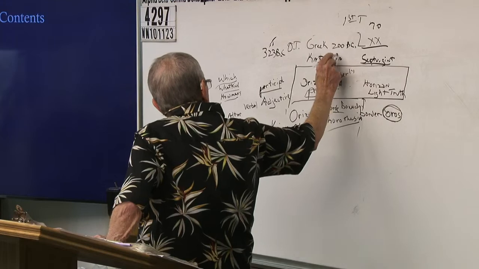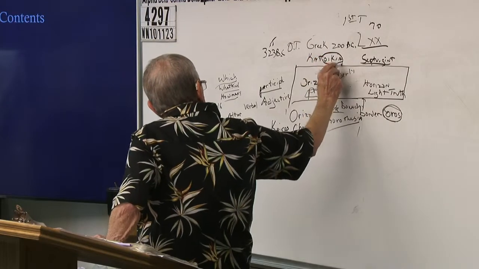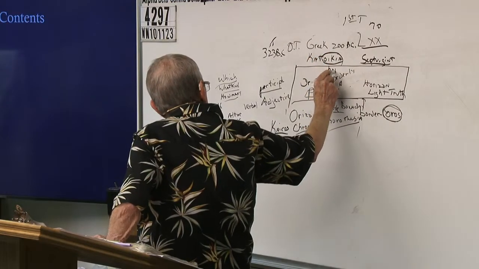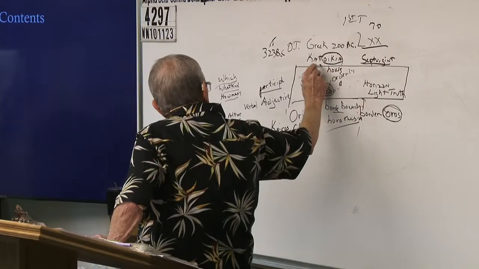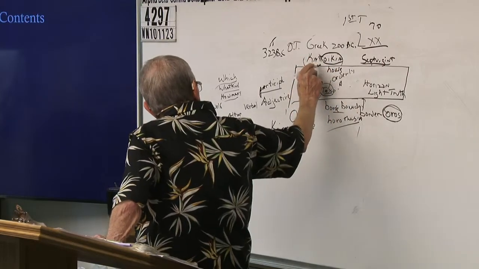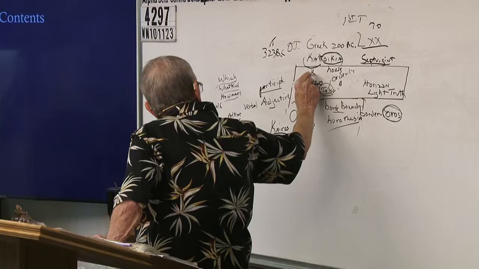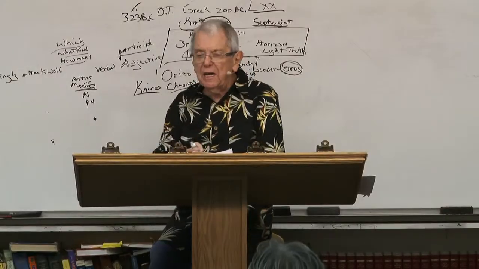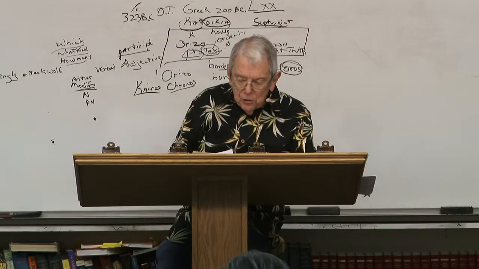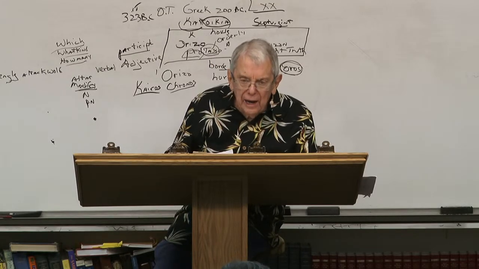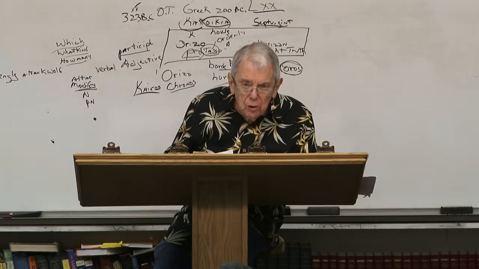O-I-K-I-A. Oikia means house. This is a housing. Kata means down. It means to house down, settle down. There's a housing for all actions in the world. All of them.